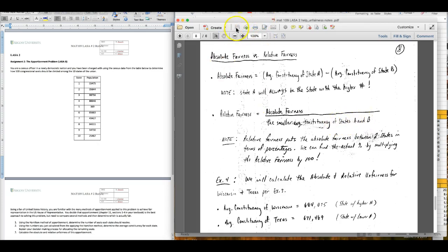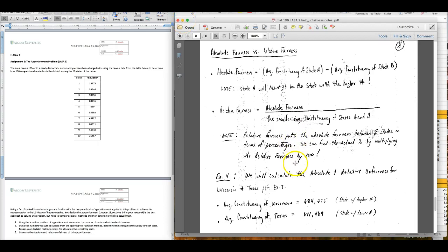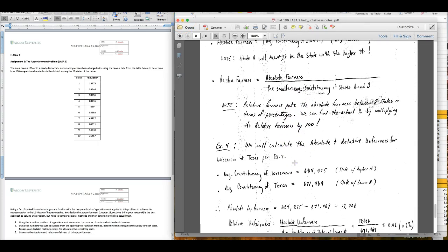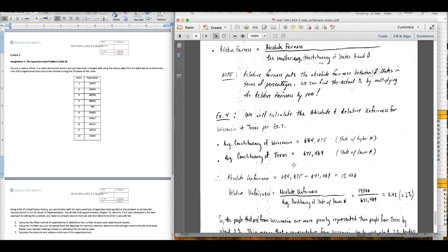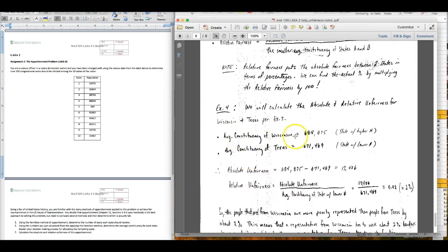Okay, so to make sure that you understand that calculation here, I have an example of what that would look like. So here, let's say average constituency of Wisconsin is this number, average constituency of Texas is this number. So, of course, Wisconsin has a higher average constituency, which means that the representatives in Wisconsin are working harder than the representatives in Texas. And the absolute unfairness is just the difference between these two numbers, which is 13,406.